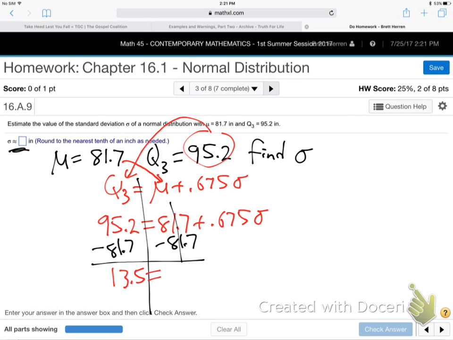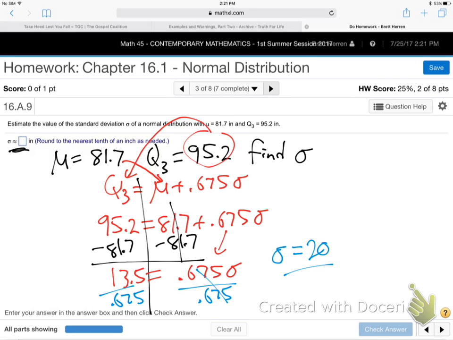13.5 equals 0.675 sigma. Like that. And then what is the last step to get sigma alone there? What do we do? Divide by 0.675. Exactly. We all good with that? And so sigma will equal, is like 20 or something? 20 exactly? Okay. 20 exactly.